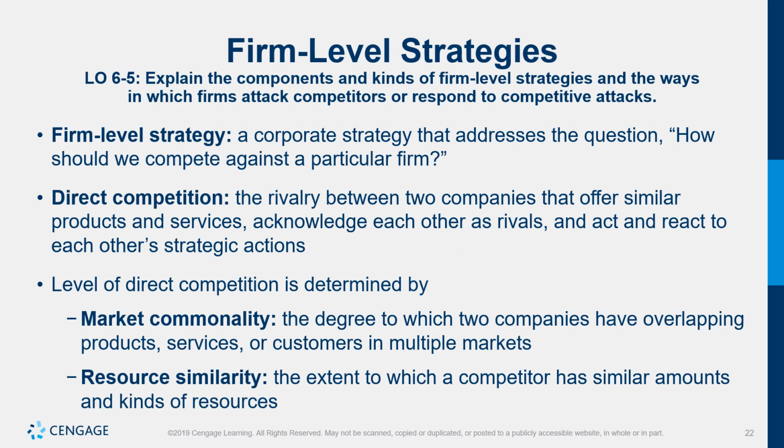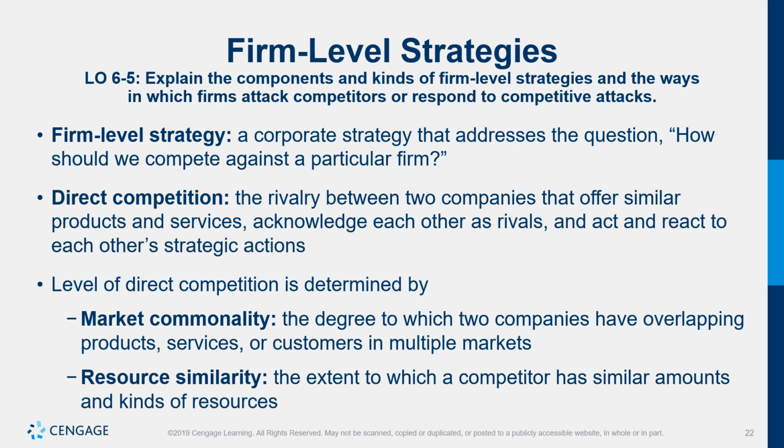Firm-level strategy addresses the question, how should we compete against a particular firm? Instead of competing with the entire industry, most firms compete directly with just a few companies within it. Two factors determine the extent to which firms will be in direct competition with each other. First, market commonality states that the more markets in which there is product, service, or customer overlap, the more intense the direct competition between the two companies.